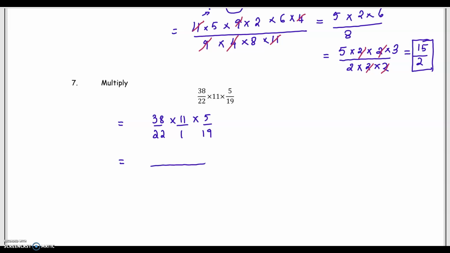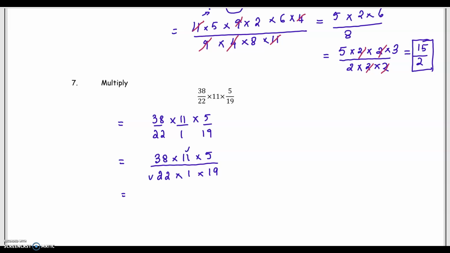Multiplication of fractions is multiplying the numerators. All the numerators, we have 38 times 11 times 5. All the numbers in the numerator are multiplied, and all the numbers in the denominator are multiplied together. As simple as that. And the rest is cancelling common factors and writing the fraction in the lowest terms.